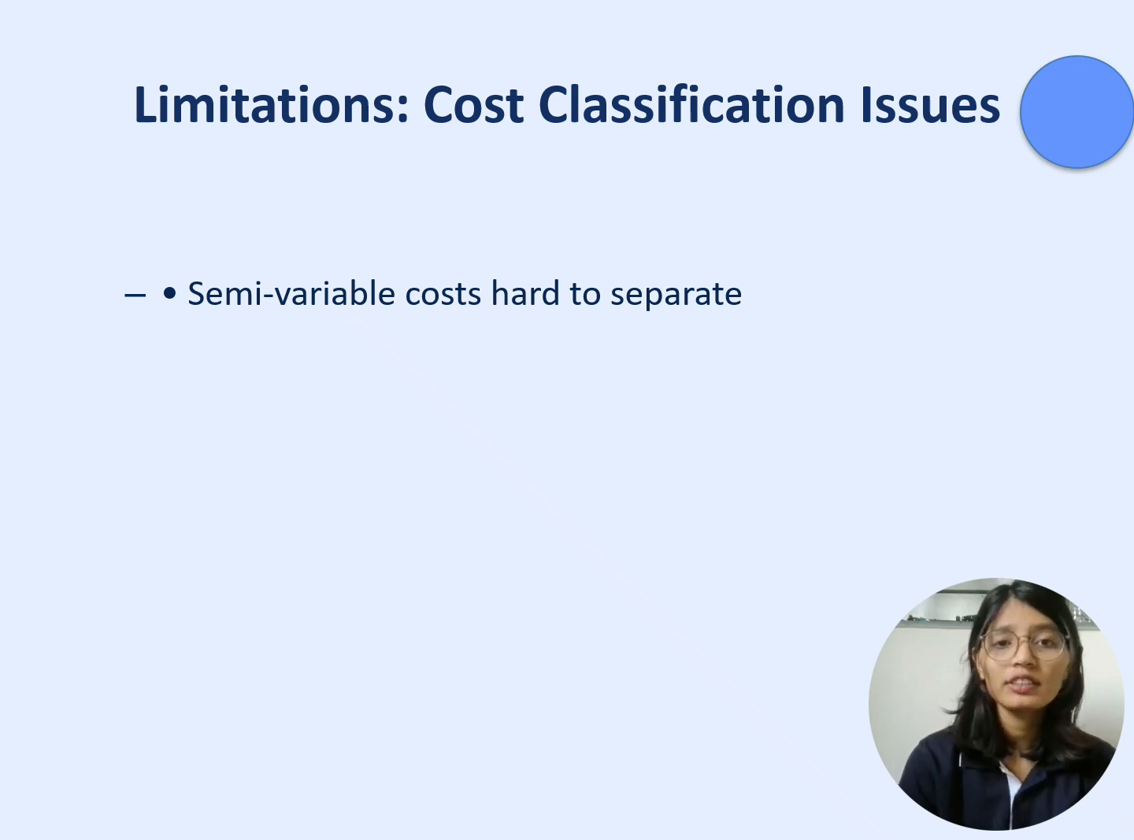Another limitation is difficulty in cost classification. Some costs are semi-variable, which means they are partially fixed and partially variable. Separating this cost accurately is difficult and may affect results.